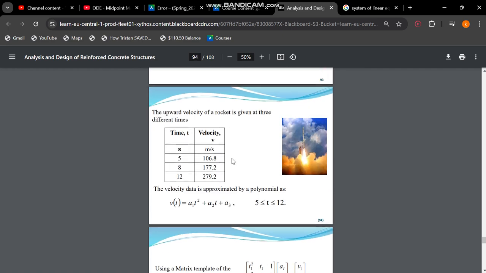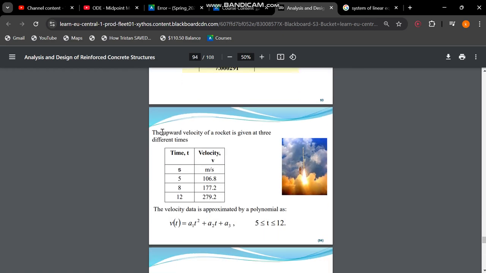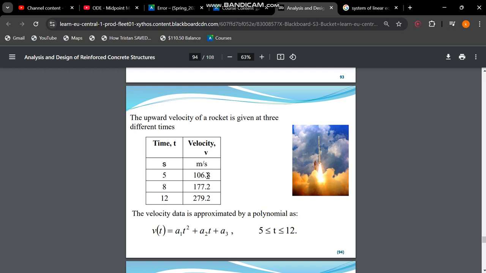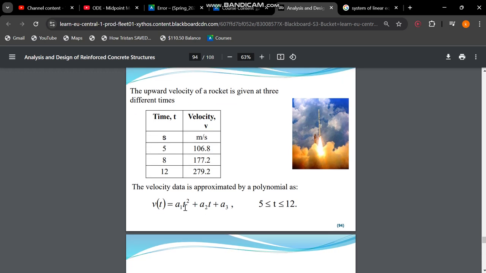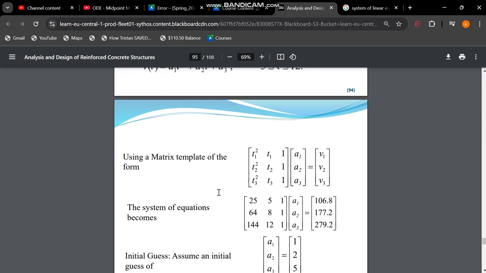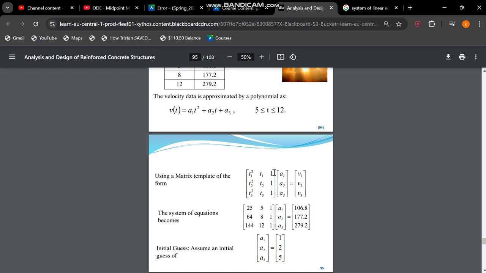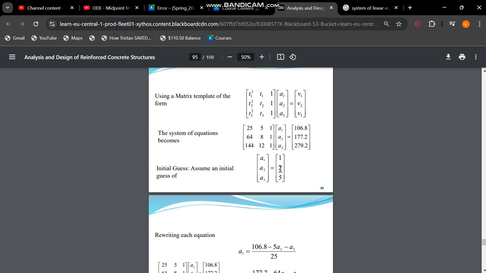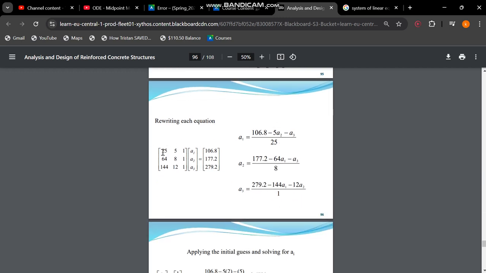Now remember, if we look at another example, okay, this is another example. The upward velocity of a rocket is given at 3 different times, 500, and so these are the times, and this is the equation a t squared, a t cube. Using the matrix template of the form, we can do t squared, t1 and 1, and then a1 a2 a3. These are the unknown coefficients, and we can just set them up like this. Now for the initial guess, we can start with 1 2 3. Okay, so we rearrange for a1, and then we rearrange for a2 like this, and a3 will be down over here.